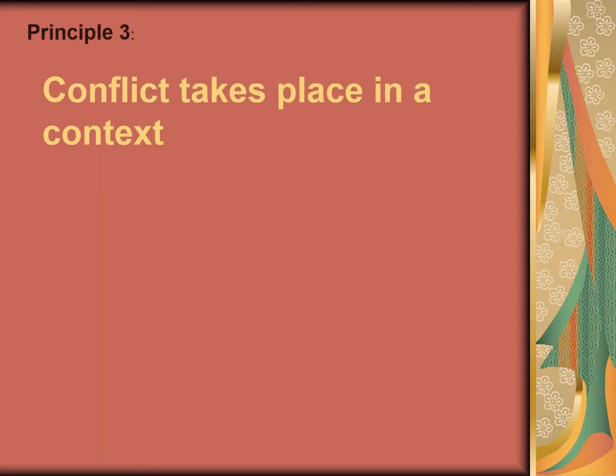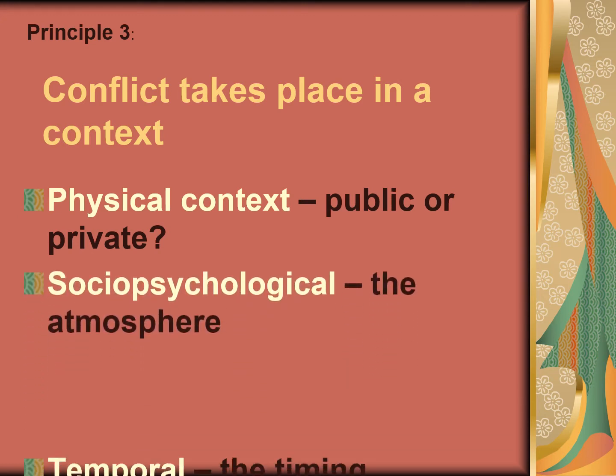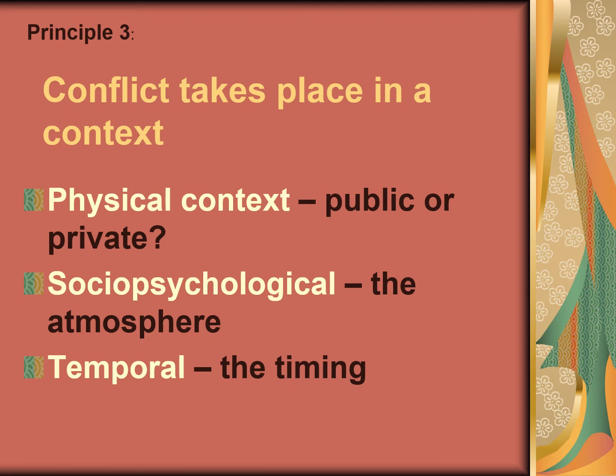Principle 3 is that conflict always takes place in a context. Once again, going back to chapter 1, communication always takes place in contexts. And let's consider conflict when we look at these different contexts. Now, there's the physical context. Is it a public or a private situation? Here's a question for you. You're having an argument with your boyfriend or girlfriend. You really need to bring something up. Would you want to do it in a public or a private space?